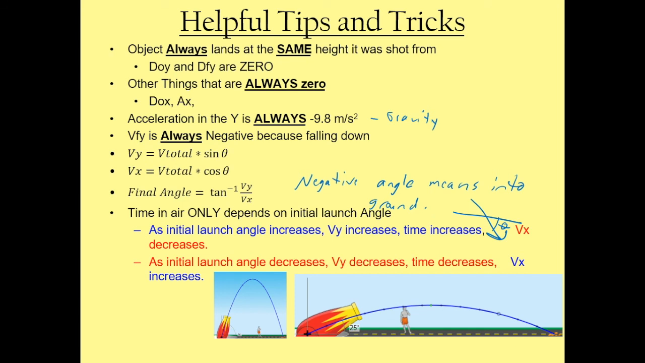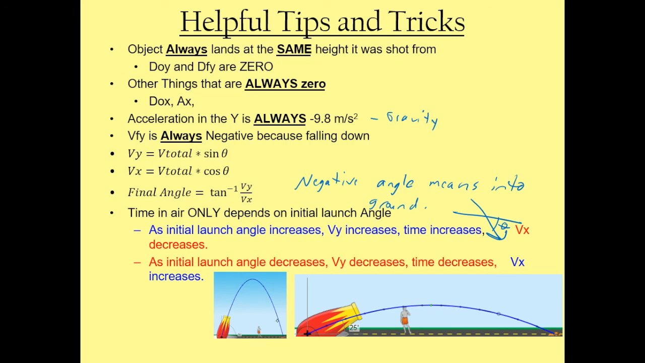Lastly, the time in the air is only going to depend on the initial launch angle. As the initial launch angle increases, your velocity in the y direction is going to increase as well, meaning that the time in the air is going to increase. But our velocity in the x direction decreases. Vice versa, as the initial launch angle decreases, velocity in the y direction decreases, and the time also decreases, meaning that the velocity in the x direction increases.